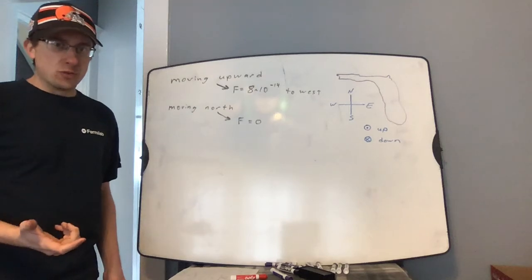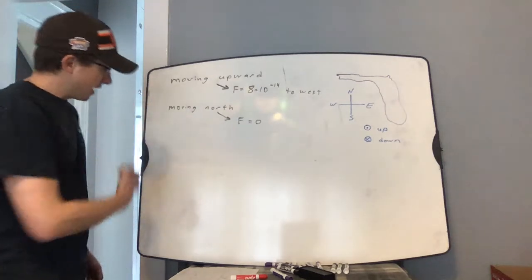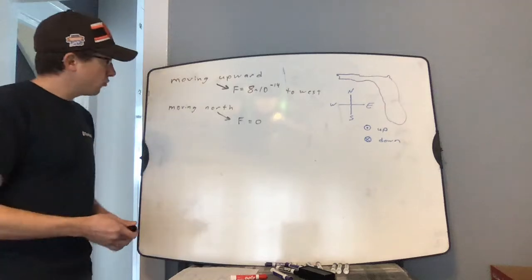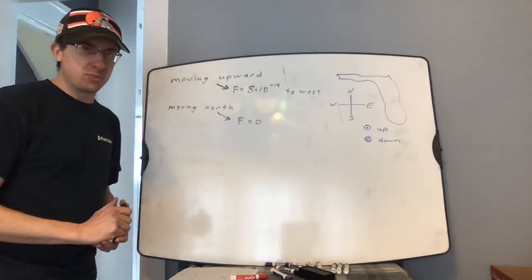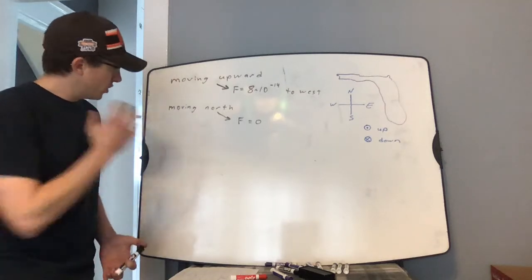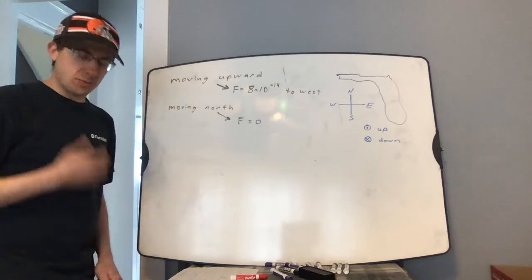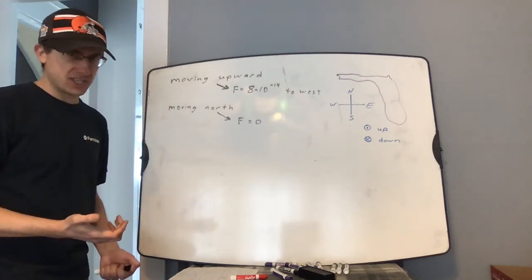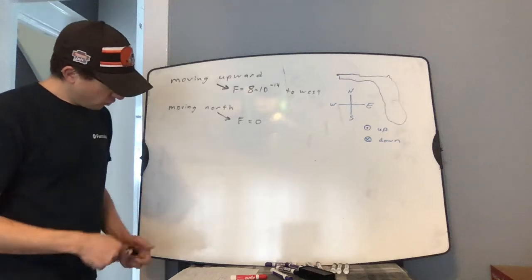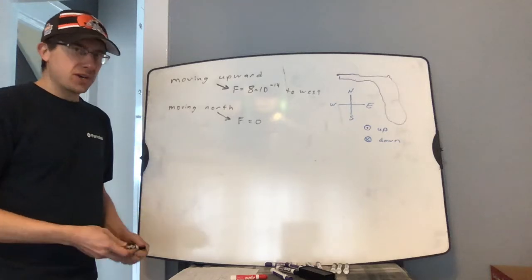In this example problem, we are given that when a proton is moving vertically upward, the proton feels a force pushing it to the west. When the proton is moving due north, the proton feels a force of 0. Now, what I did was I drew a map of a state.